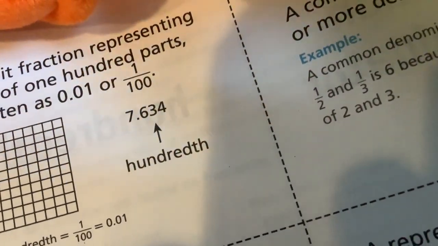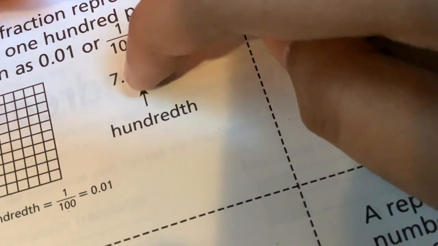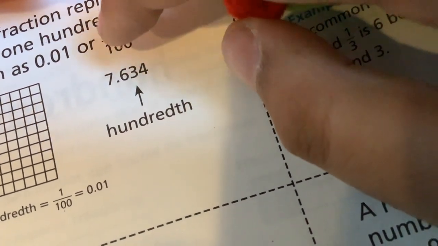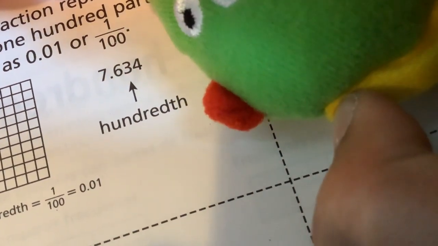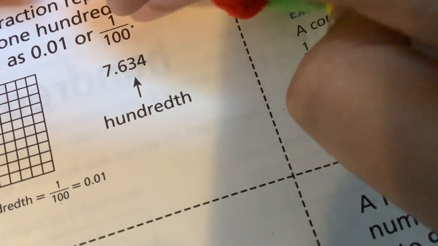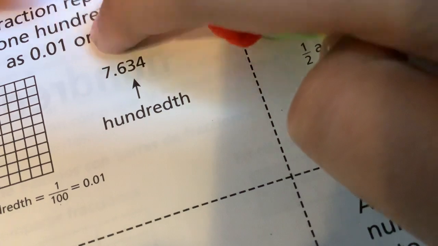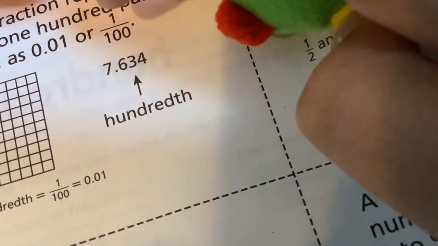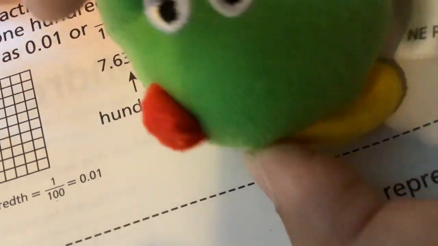An example of hundredths would be this 3, because 7.634. 3, even though it's in the ones place of 63, think about it. 100 has 1, 2 zeros. That's 1, 2 digits to the left of 1. So 6, 3, that's 2 digits to the left of 7. So that's why 3 is the hundredths. Oh, so interesting.